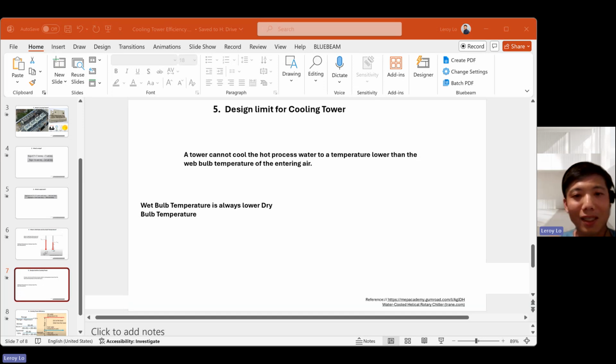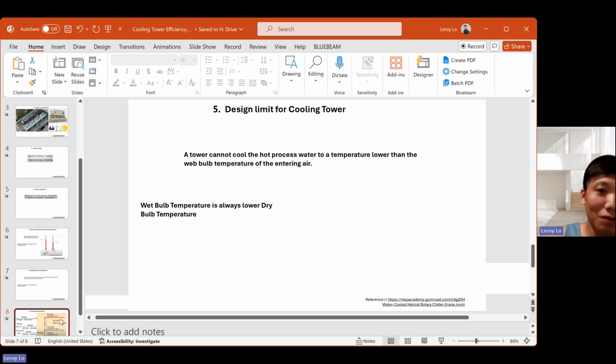As always, heat flows from hot to cold. That's a basic principle of thermodynamics. As a result, the lowest temperature of the water coming out of a cooling tower is equal to the wet bulb temperature. So that's pretty much the idea here. Let's move on to the next.